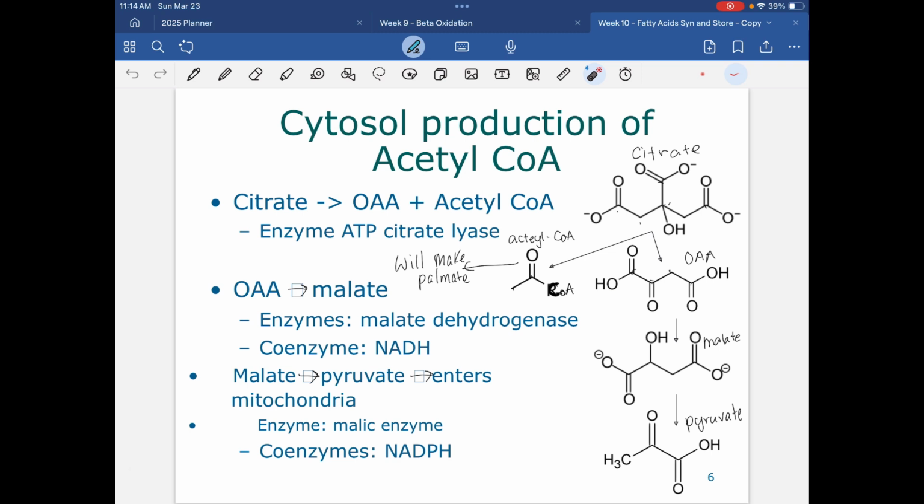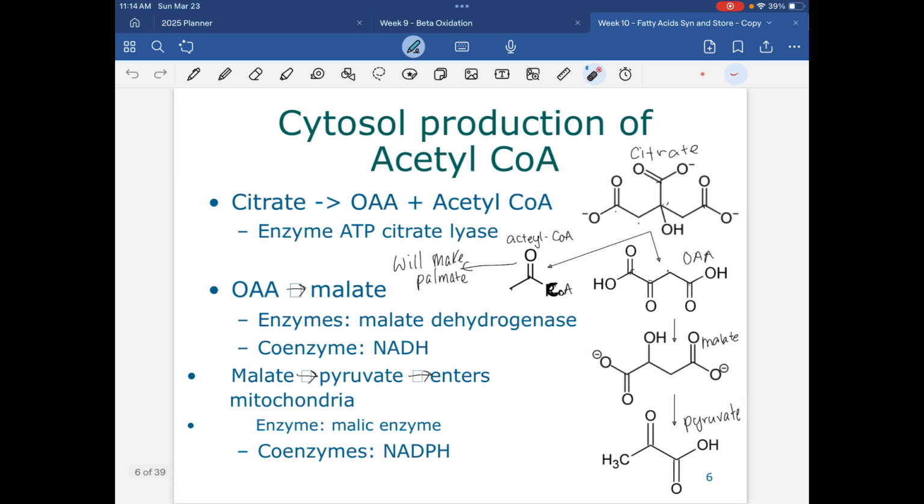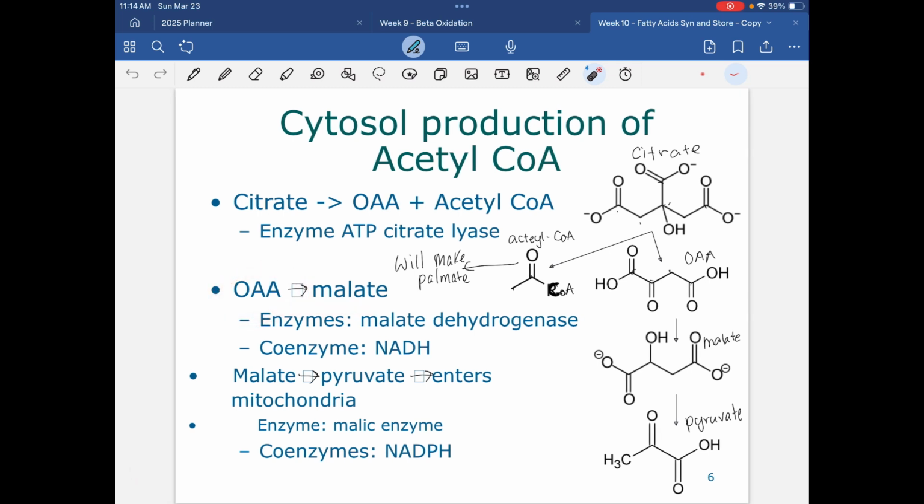So now we have citrate out of the mitochondria. Citrate can be converted into oxaloacetate and acetyl-CoA. This reaction should feel familiar because when we studied the TCA cycle, we added these together to make citrate. So instead of citrate synthase to go the other way, we're going to have ATP citrate lyase. Now that I have OAA, I can convert it to malate using malate dehydrogenase. That's the same enzyme as the TCA cycle. We're just doing it in a different place for a different reason. And now that I have malate, I can transport that and make it into pyruvate when it enters the mitochondria using malic enzyme.